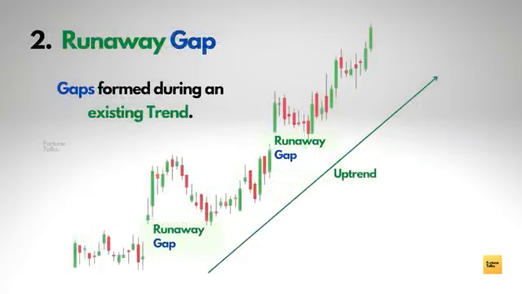Now coming to the second type of gap, it is a runaway gap or a measuring gap. In this case, the price move has been underway for a while and somewhere in the middle of the move, the price will gap up. This type of gap up is called a runaway gap. In case of an uptrend, it is a sign of the continuation of the trend, and in case of a downtrend, it is also a signal that the trend will continue.